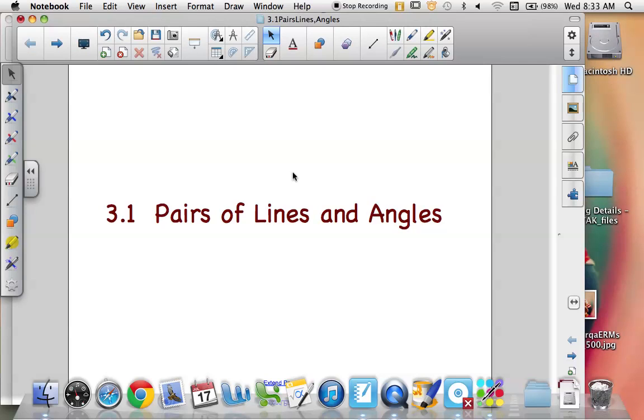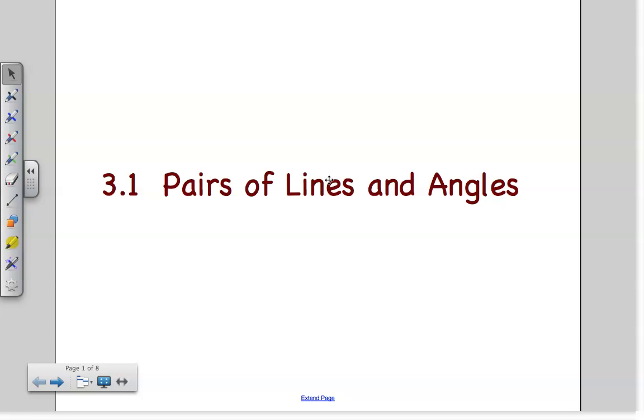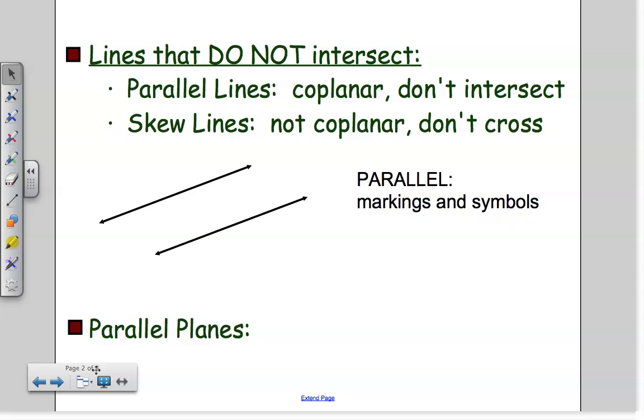In section 3.1, we're discussing pairs of lines and angles. We're talking about types of lines and angle pairs. So first thing is we're going to talk about two different kinds of lines that do not intersect. Remember that the word intersect means cross or meet.